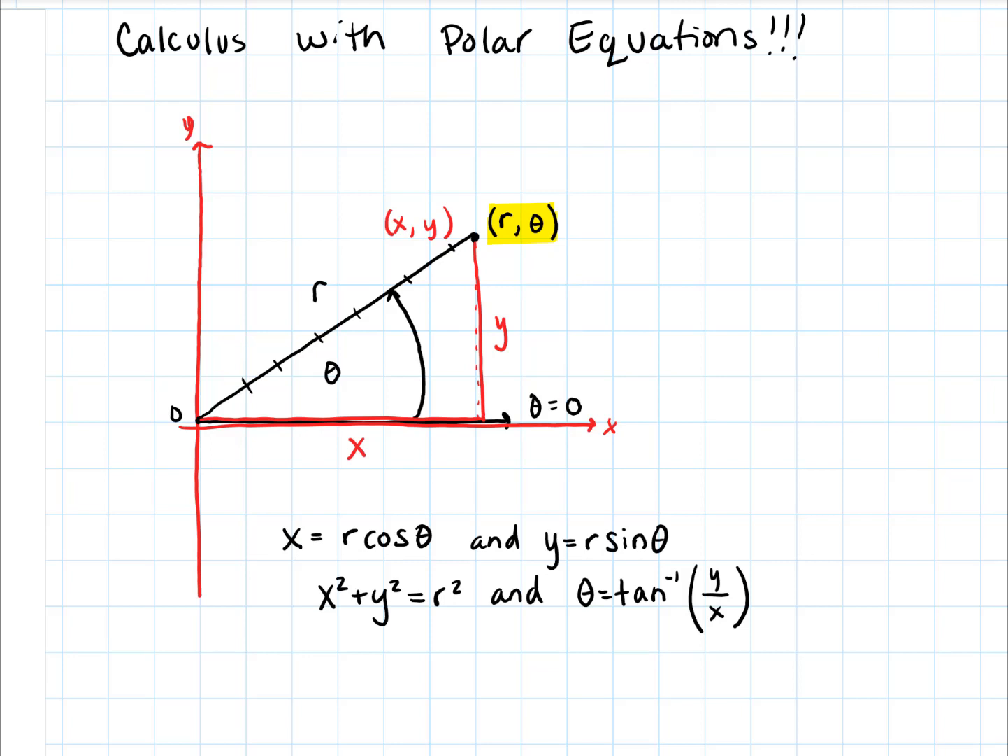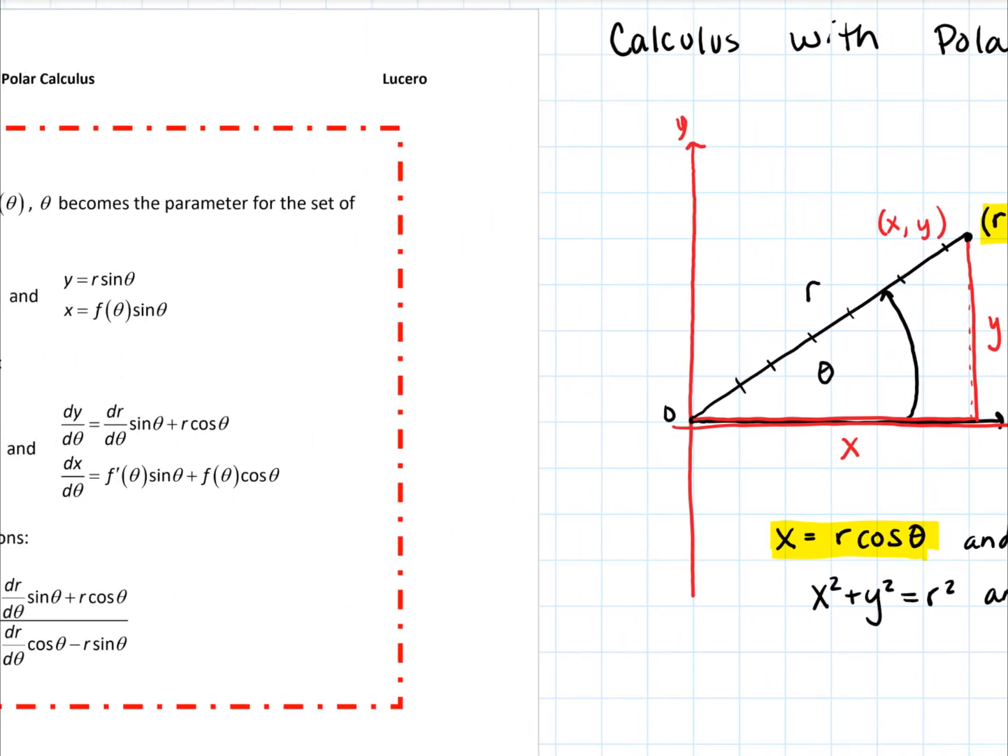The two that we're going to utilize are how we can move back and forth between the rectangular coordinate system and the polar coordinate system. The 2 relationships we're going to work with are that x is defined as r cosine of theta and y is equal to r sine of theta. And we're going to utilize that in this way.